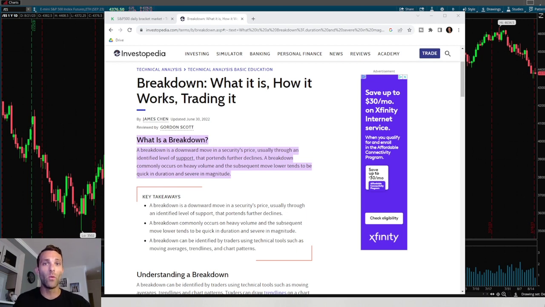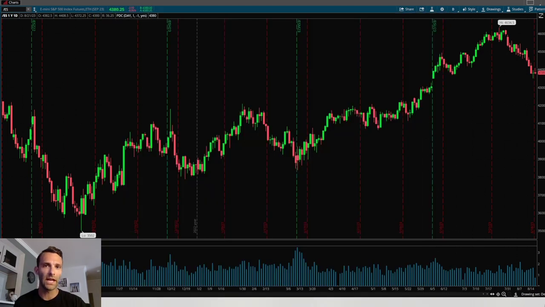Now let's talk about what a breakdown is as far as the technical definition. A breakdown is a downward move in a security's price, usually through an identified level of support that portends further declines. A breakdown commonly occurs on heavy volume, and the subsequent move lower tends to be quick in duration and severe in magnitude. A breakdown can be identified by traders using technical tools such as moving averages, trend lines, and chart patterns. And the chart that I have in front of you, this is the S&P 500 daily chart.